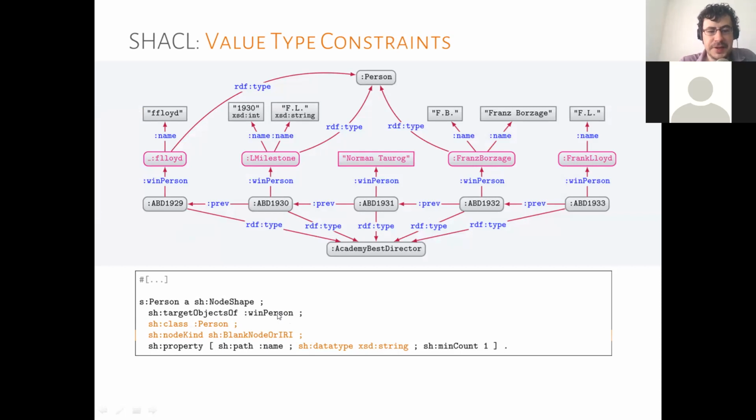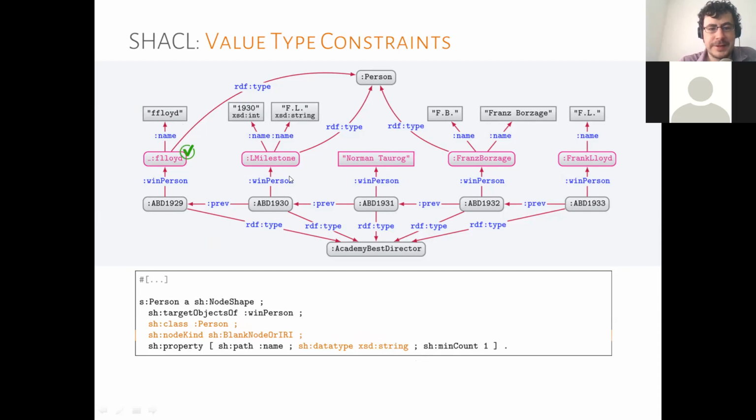Here we're targeting objects of win person. So these are the objects of win person here. And we're going to check the first one, and it has to be an instance of person. It has to be a blank node or an IRI, and it must have a name that's a string. So by default, we'll recall that if something doesn't have a data type in RDF, a literal, it's considered to be a string by default. So we think that all of this matches, and therefore it's valid.